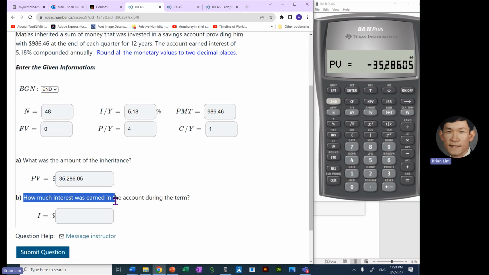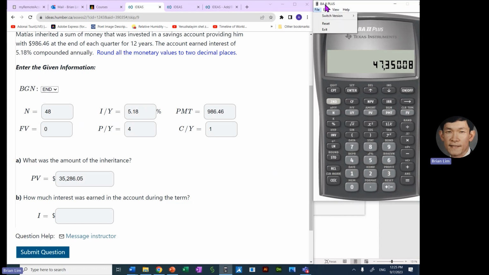How much interest was earned? Okay, so how much does Matthias receive? Matthias receives the payment times the number of payments, 48. Let's go back, recall the payment, and multiply by recalling N. That gives us 47350.08. So that is the amount of money Matthias received.